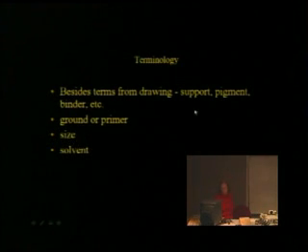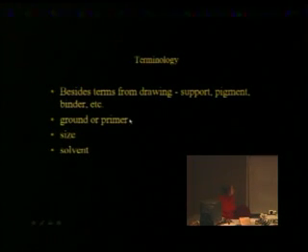Size is another term that means about the same thing as a ground or a primer. A size is often used to close up any holes in the surface, to make the surface smoother, and to prepare it for being painted on.